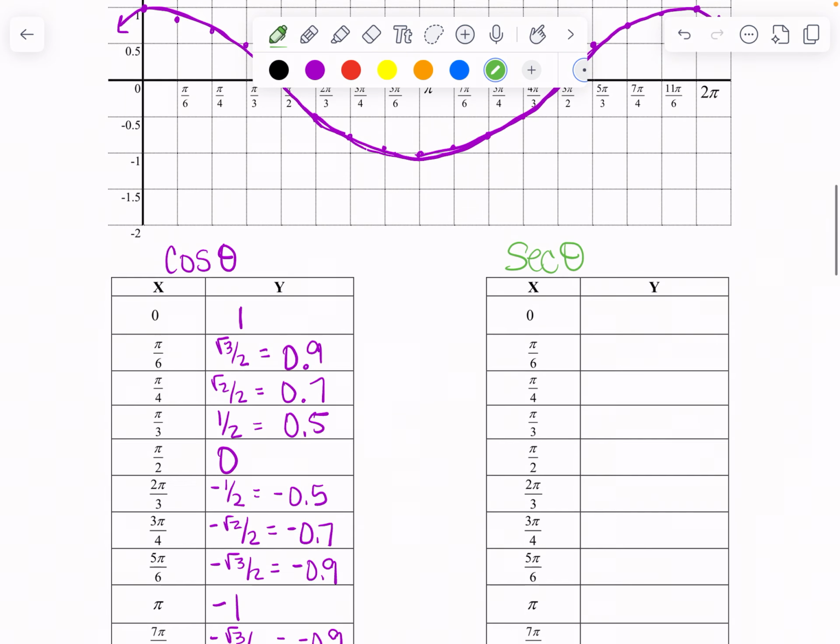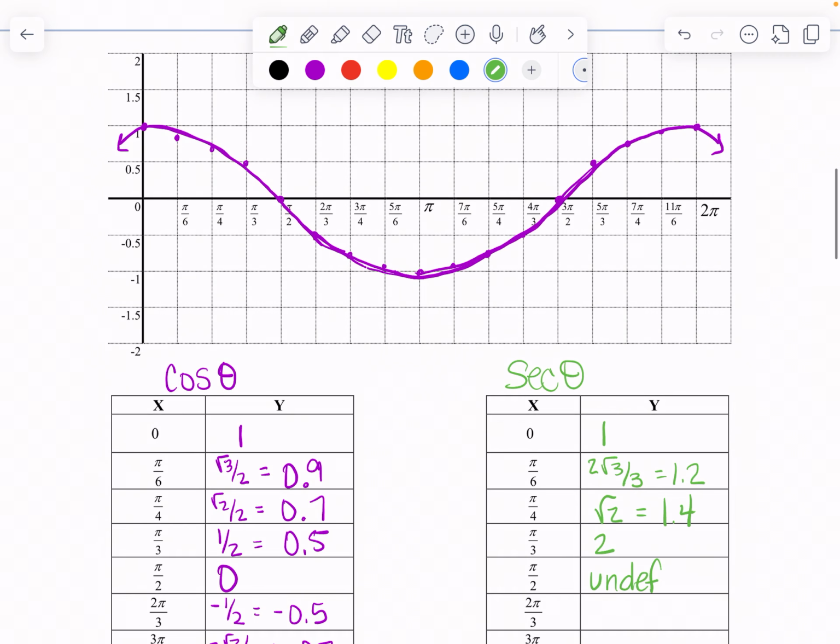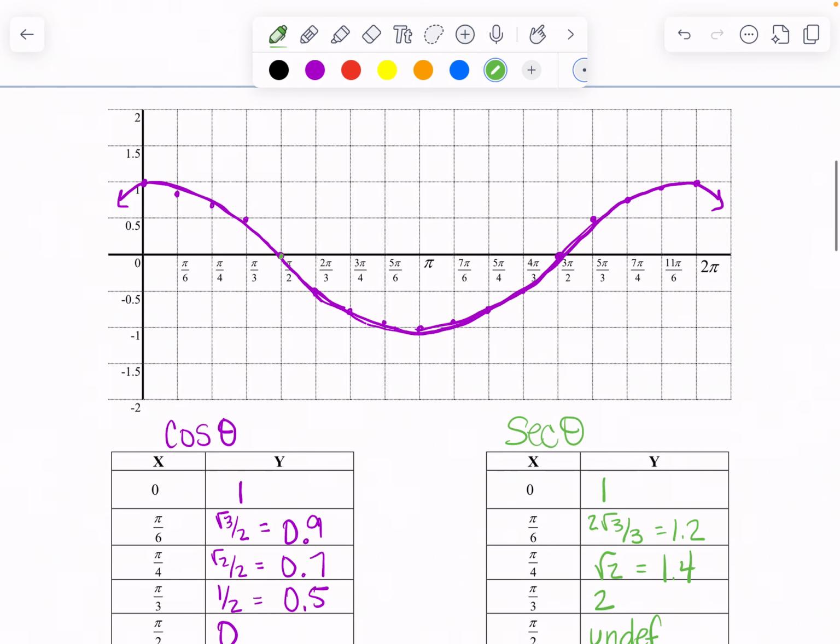Again, I'm just going to do the reciprocal. So 1 is 1. 2 root 3 over 3, so 1.2. Root 2, so 1.4. 2. Undefined. Notice we're getting undefineds when it's at 0. So if I look at my graph, undefineds are happening when my purple graph crosses the x-axis.